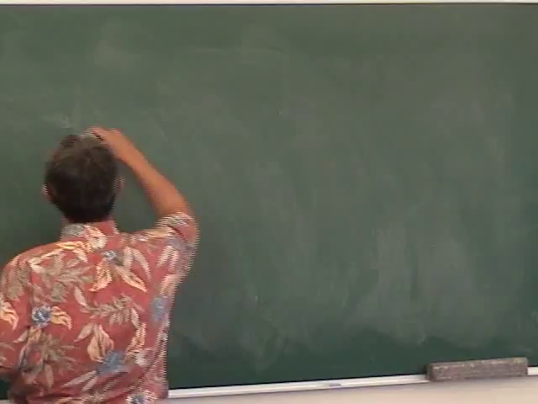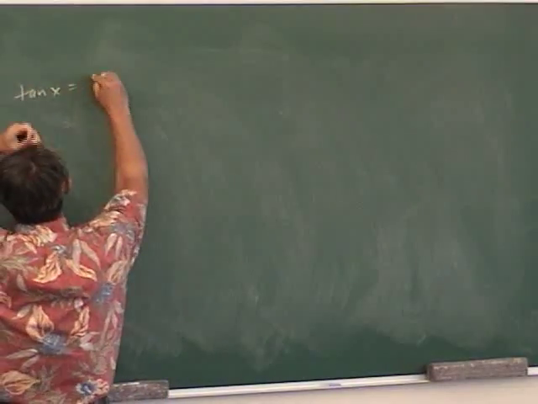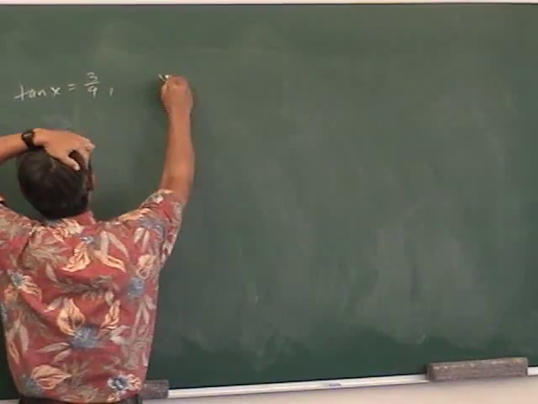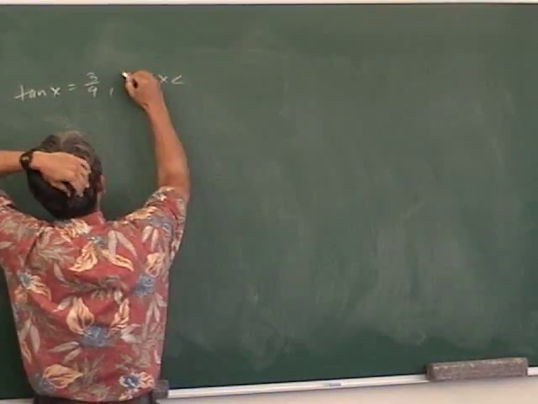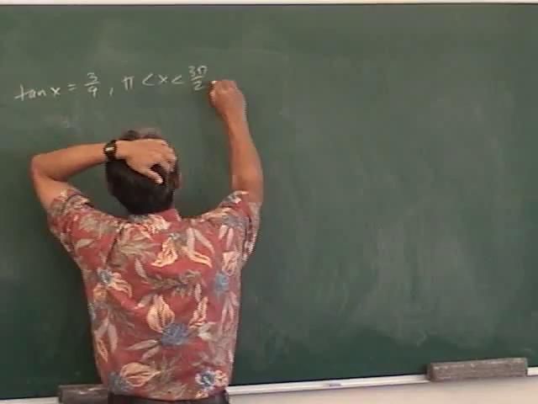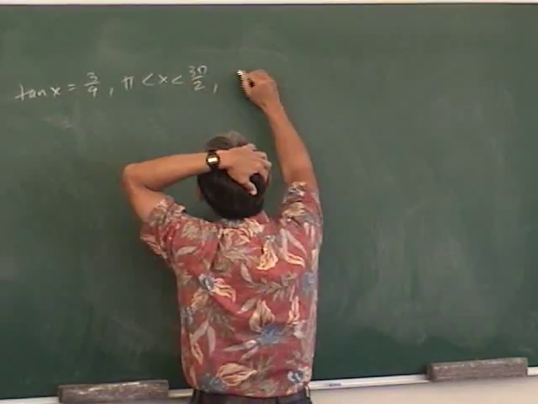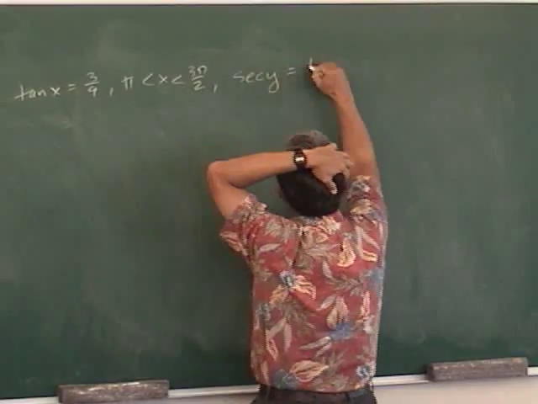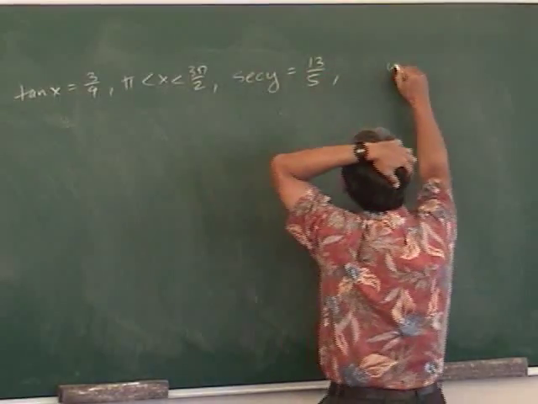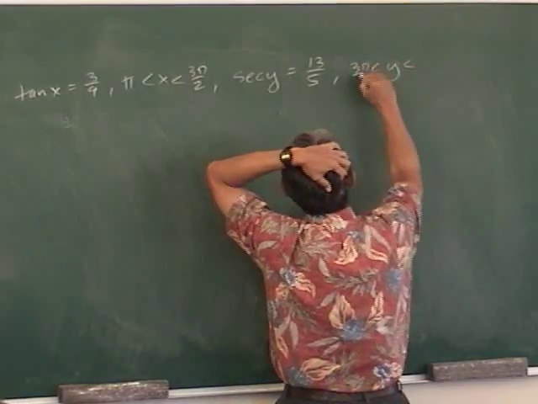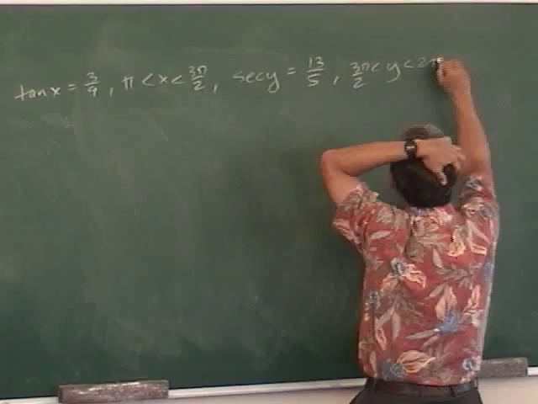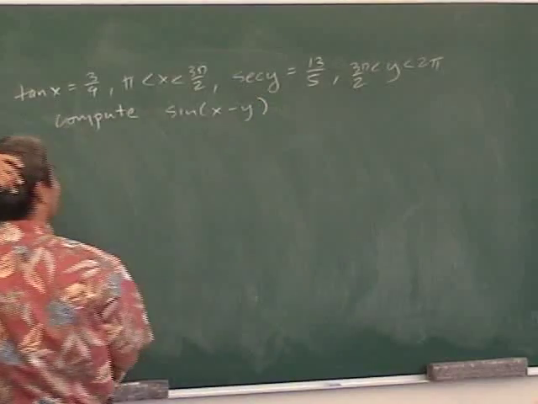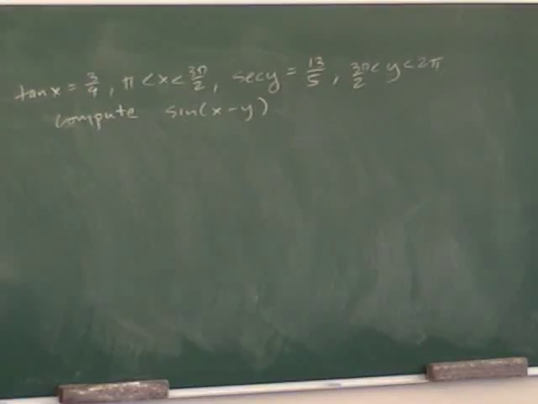Okay, do you remember this problem from last year? Tangent x is equal to 3/4, but x is between pi and 3 pi over 2. Secant y equals 13 fifths, and y is between 3 pi over 2 and 2 pi. Compute the value of sine of x minus y. Every trig book has this. This is a typical problem.